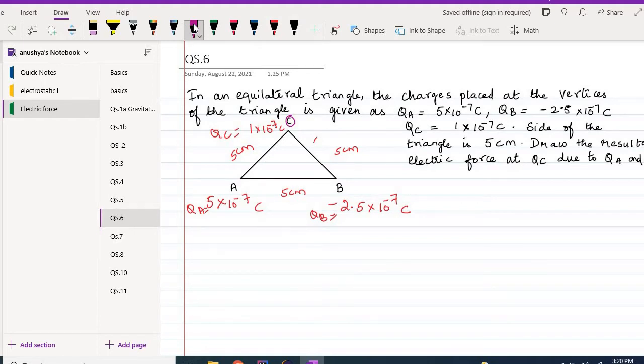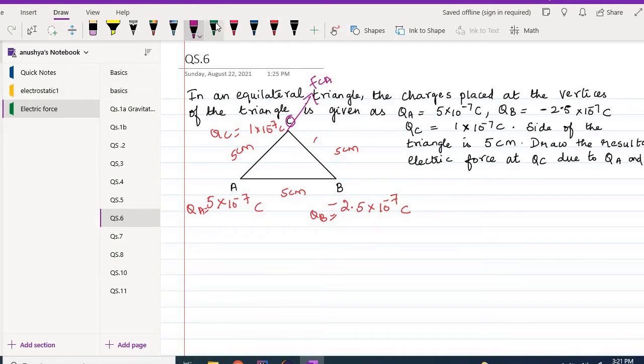So A is of positive type and C is also positive. So the force between two like charges, two positive charges, will be a repulsive force. So A will repel the C. So the force experienced by the C due to A is a repulsive force. It will be repelled.